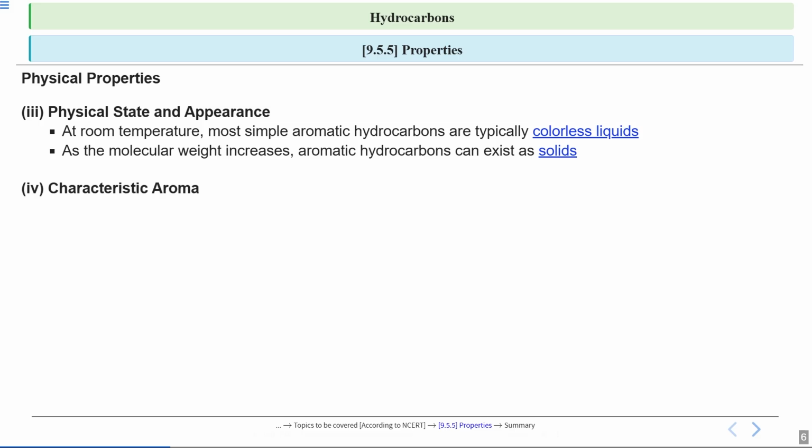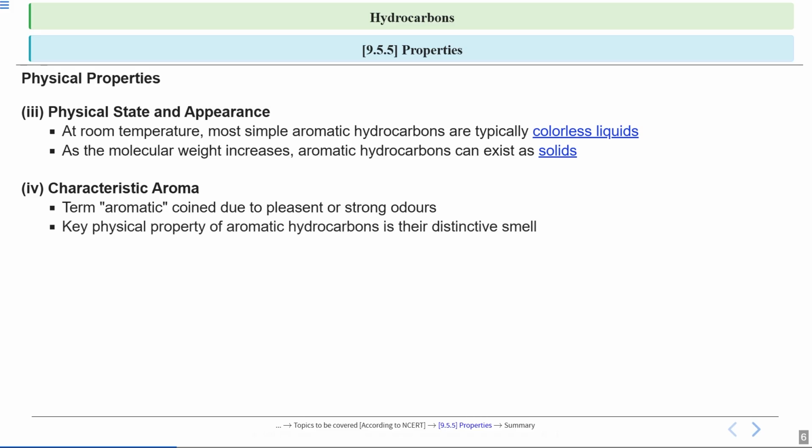Now, let's move on to another important property, their characteristic aroma. The word aromatic actually comes from the noticeable smell these compounds have. This property is a key reason why they are grouped together in the first place. So, the term aromatic was originally used because many of these compounds have pleasant or strong odors. For example, benzene and toluene both have a distinctive smell. This is a historical naming, but it still helps us remember one of their main features.